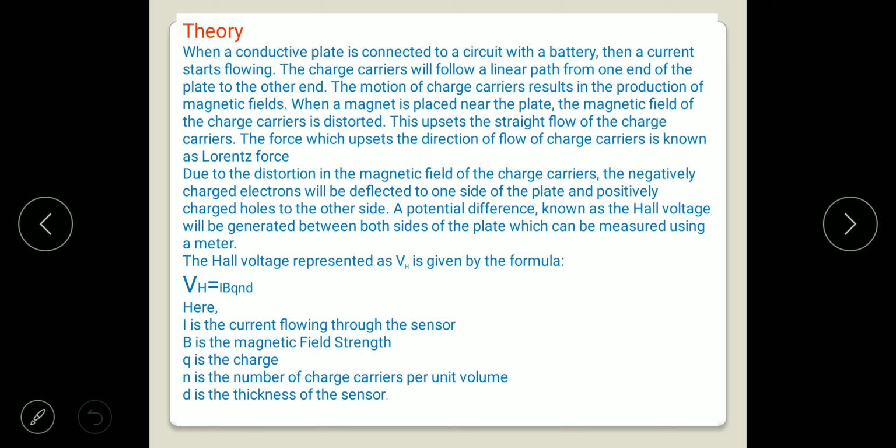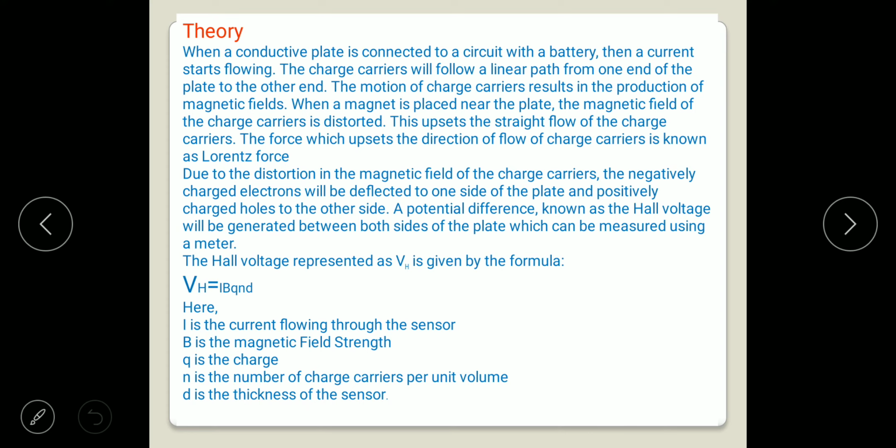Due to the distortion, the negatively charged electrons will be deflected to one side of the plate and the positively charged holes to the other side. A potential difference known as the Hall voltage will be generated between both sides of the plate, which can be measured using a meter.